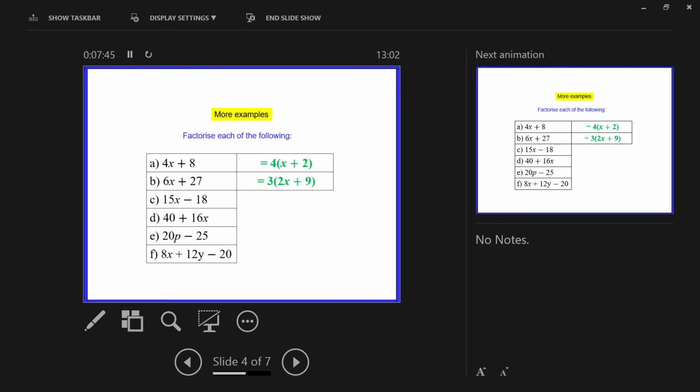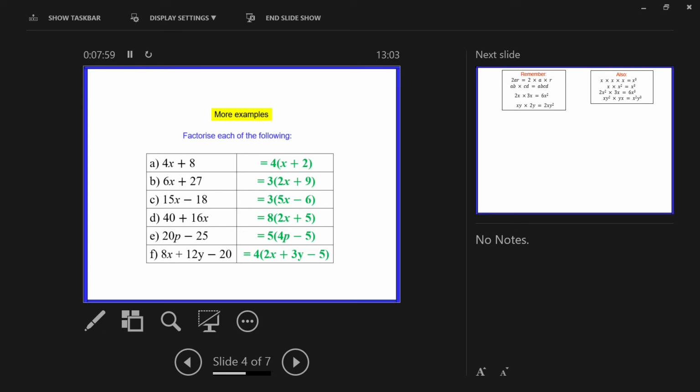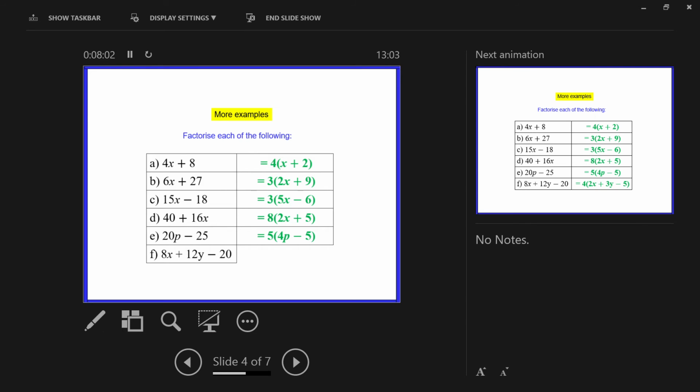So your answer would be 3 bracket 2x plus 9. Okay. Do you guys get it? Okay. I'm not going to run through all of them. Have a look at F. And F, I've got how many terms?